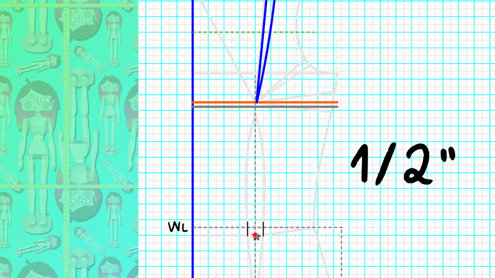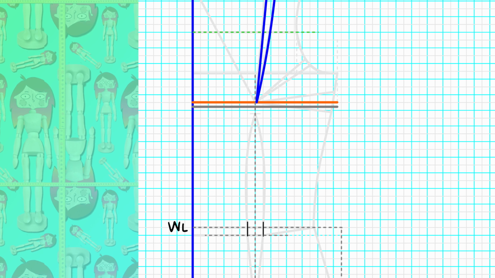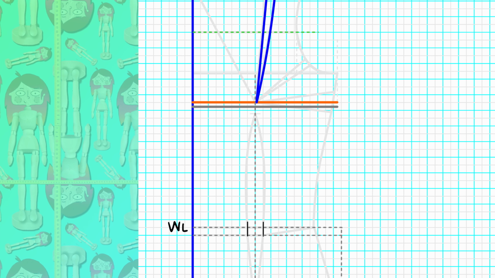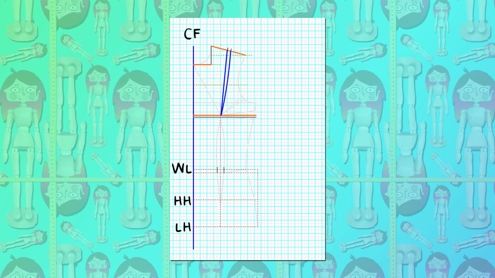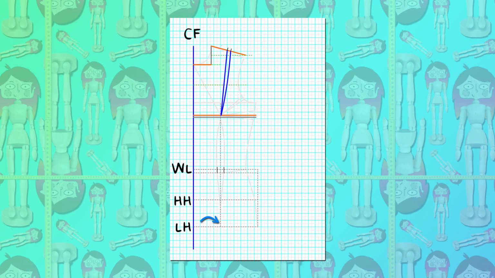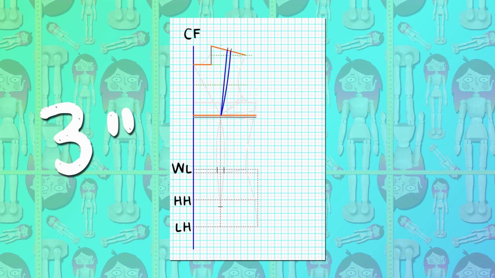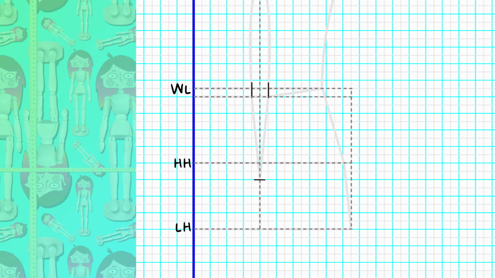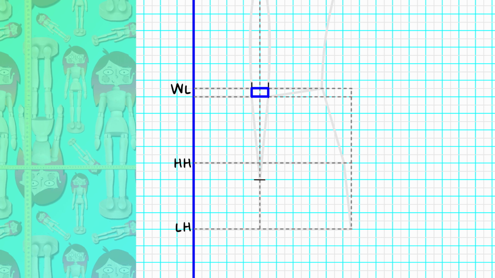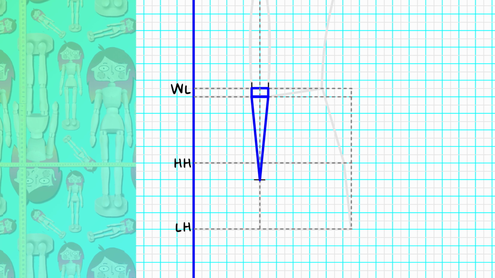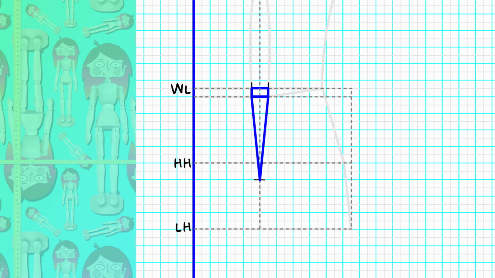Next, mark 1/2 inch down from the waistline and square a line up to the other edge so we can prepare our waist shaping. From the low hip line, mark on the guideline an industry standard of 3 inches for the end of your dart below the waist. Where you mark the preliminary legs, square to that new 1/2 inch guideline and connect the dots. There you have your lower part of the waist dart.